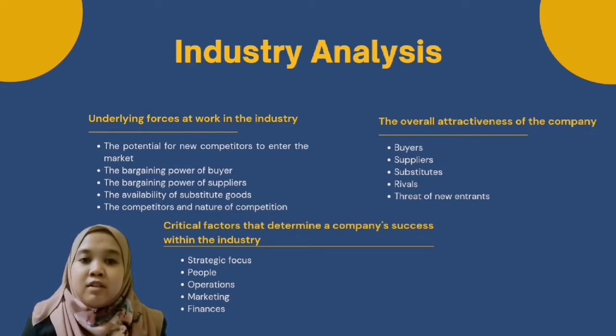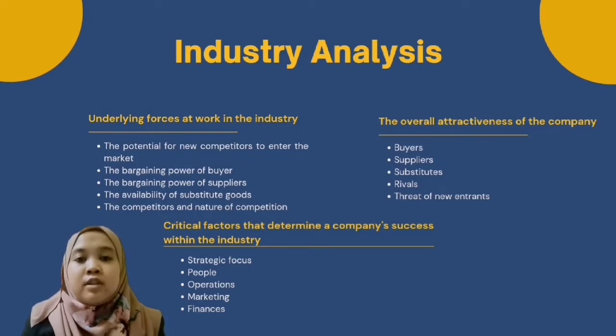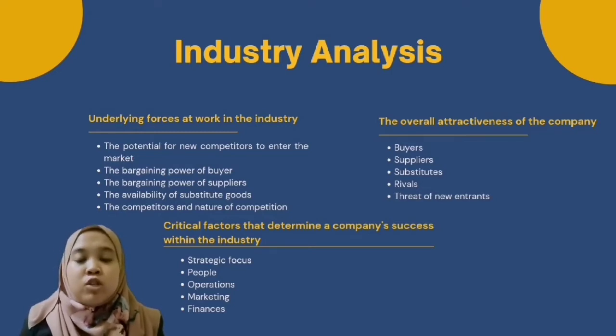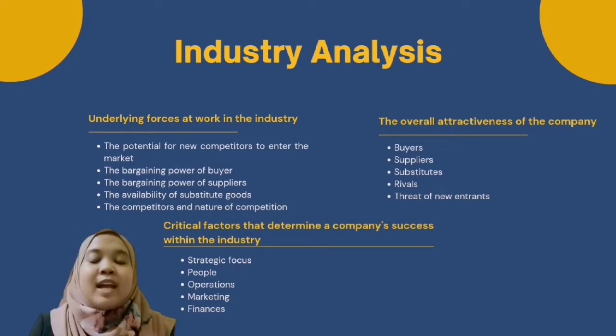Next is the rivals, which is the most central factor in the five forces because all other factors will impact their competitive rivalry. And lastly, the threat of new entrants, where a large number of competitors will lead to lower profitability across the industry, which will lower the attractiveness of the industry.